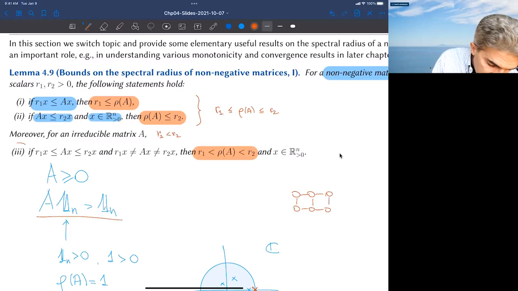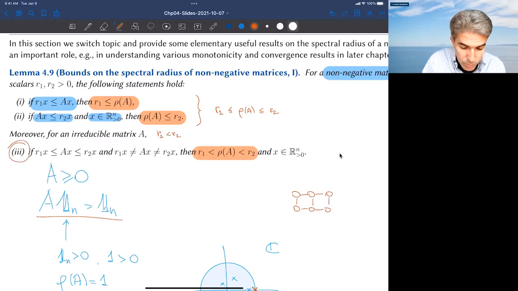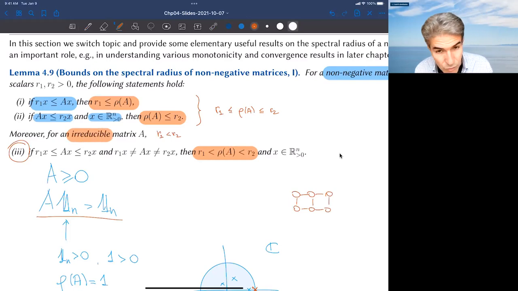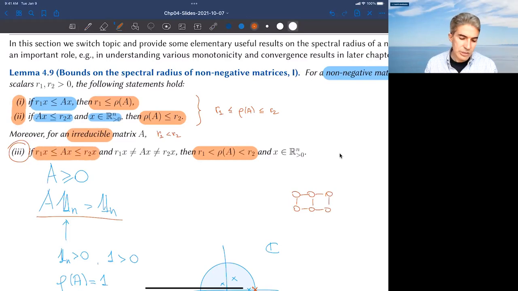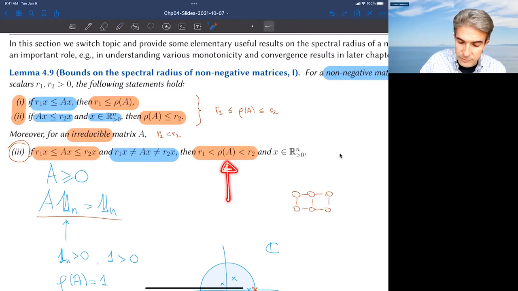And now this statement three that I'm about to present, I need more properties. I need quite a bit. I need to assume that A is irreducible. So now you have a non-negative irreducible matrix. I need the same two bounds that I had in one and two, which is R1x is a lower bound on Ax and R2x is an upper bound. And then I also need, this is very reasonable, to assume that R1x and R2x are not equal to Ax, because if they are equal to Ax, then there is no hope I can get this property here that I have emphasized.